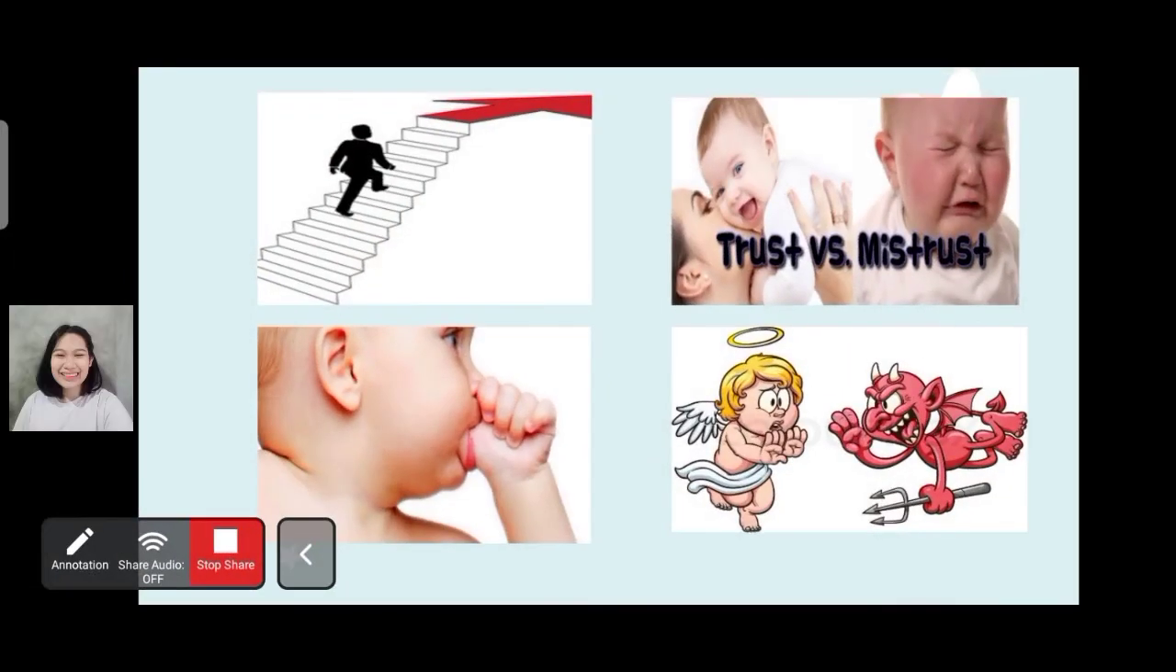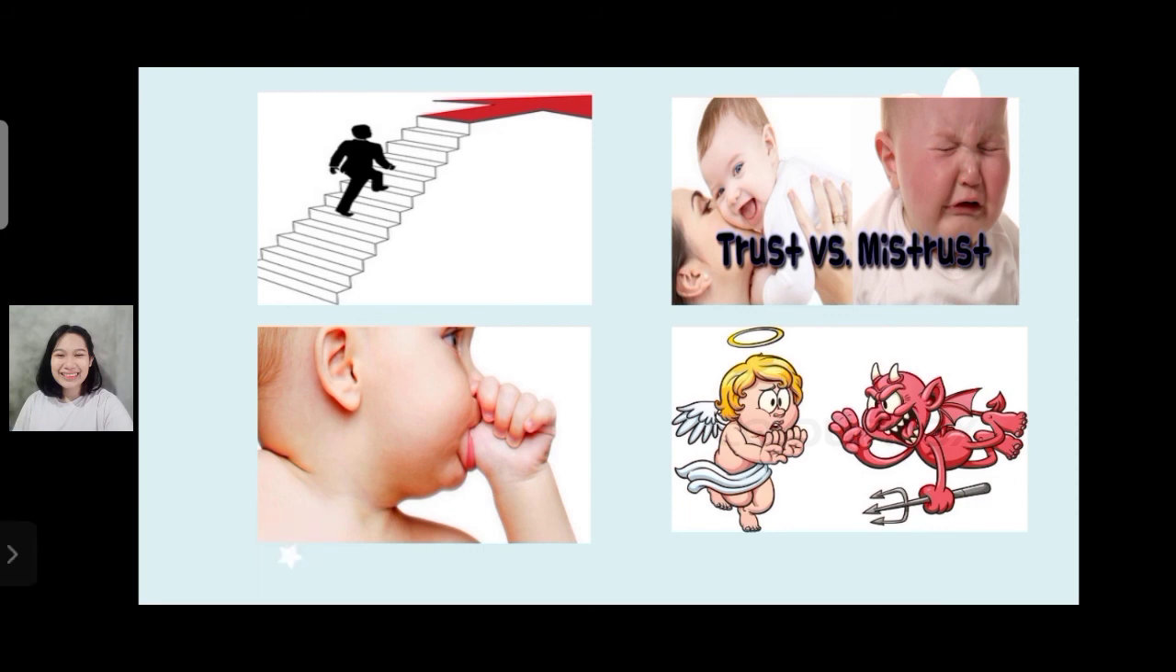Okay, let's answer it quickly. Number one, stages. It is both. That was correct. Second one, trust versus mistrust. It is Erikson because it is the first stage of the psychosocial theory of development. Third, a baby sucking. It is Freud because it is about sucking reflexes. Fourth one, it is Freud because it's about the psychoanalytic perspective.